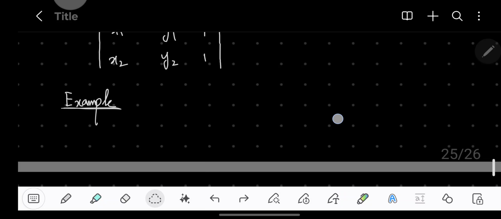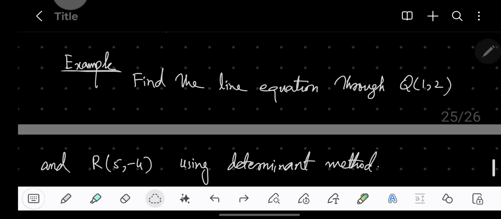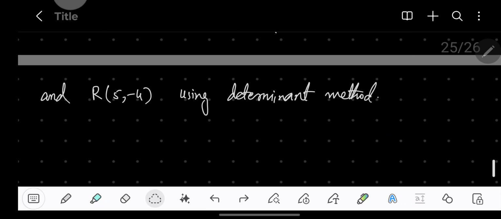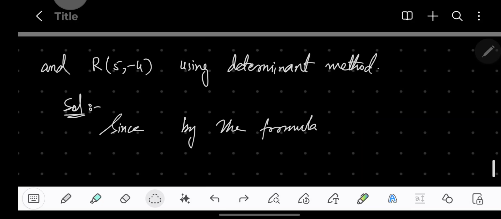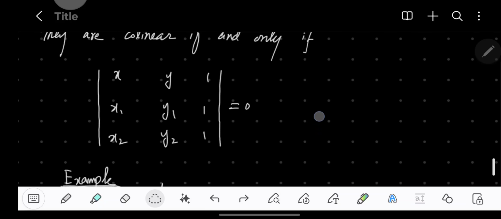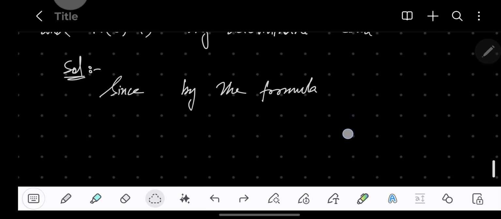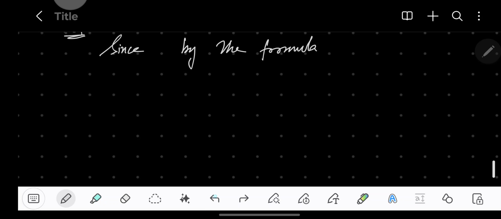So now we can have an example. In this example, we have to find the line equation through 2 points using the determinant method. So what is the determinant method? We have just studied the formula. This is the formula. So we will use this formula to find the equation of the line.